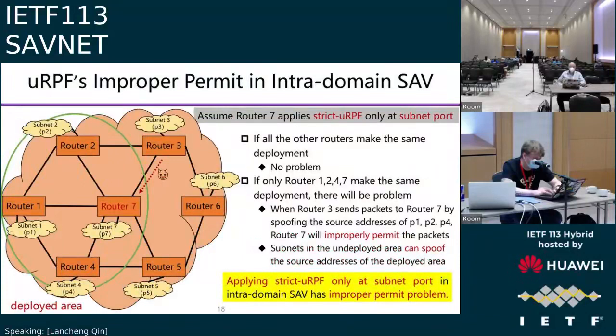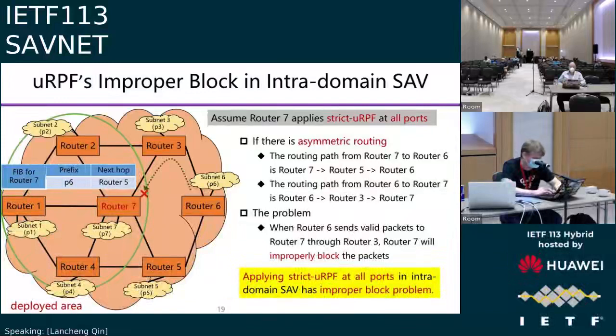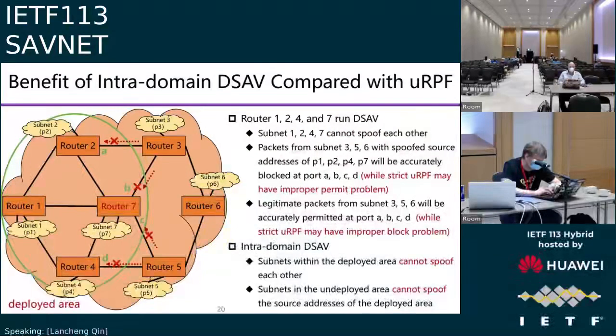As described in the gap analysis for intra-domain save, applying strict URPF only at subnet port may have improper permit problem, while applying strict URPF at all ports may have improper block problem. But if router 1, 2, 4, and 7 run DSave in the deployed area, subnet 1, 2, 4, 7 cannot spoof each other, and packets from subnet 3, 5, 6 with spoofed source addresses of P1, P2, P4, P7 will be accurately blocked at port A, B, C, D, while strict URPF may have improper permit problem.